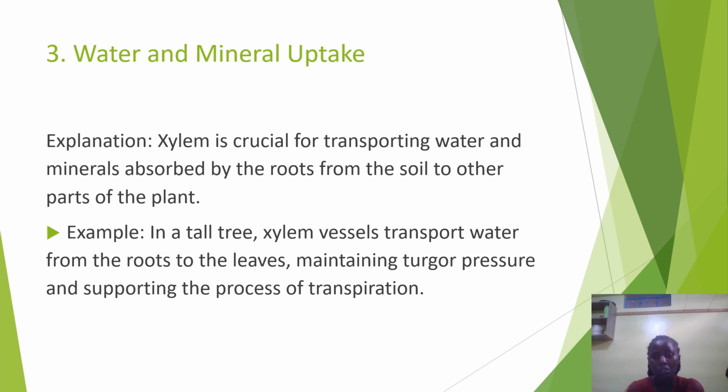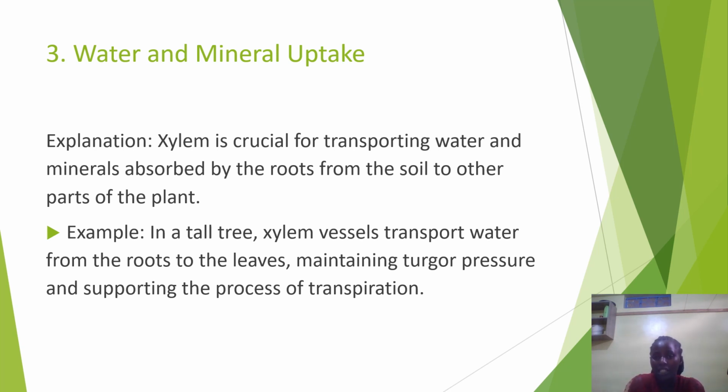Xylem is very crucial for transporting water, as I have said, and minerals absorbed by the roots from the soil to other parts of the plant. An example is a tall tree. Xylem vessels transport water from the roots to the leaves, maintaining turgor pressure and supporting the process of transpiration. So now when the water is absorbed from the soil, it moves up step by step to the leaves. And now what happens when the water arrives at the leaves?